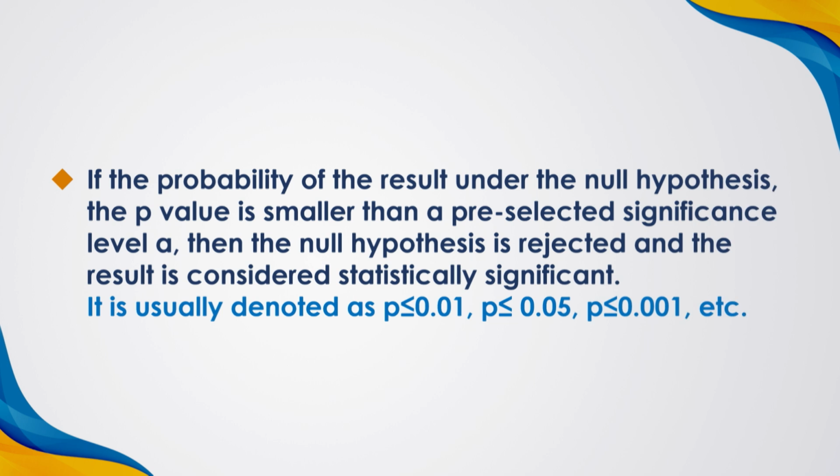If the probability of the results under the null hypothesis, the p-value, is smaller than a pre-selected significance level alpha, then the null hypothesis is rejected and the result is considered statistically significant. It is usually denoted as p less than or equal to 0.1, 0.05 and 0.001 etc.